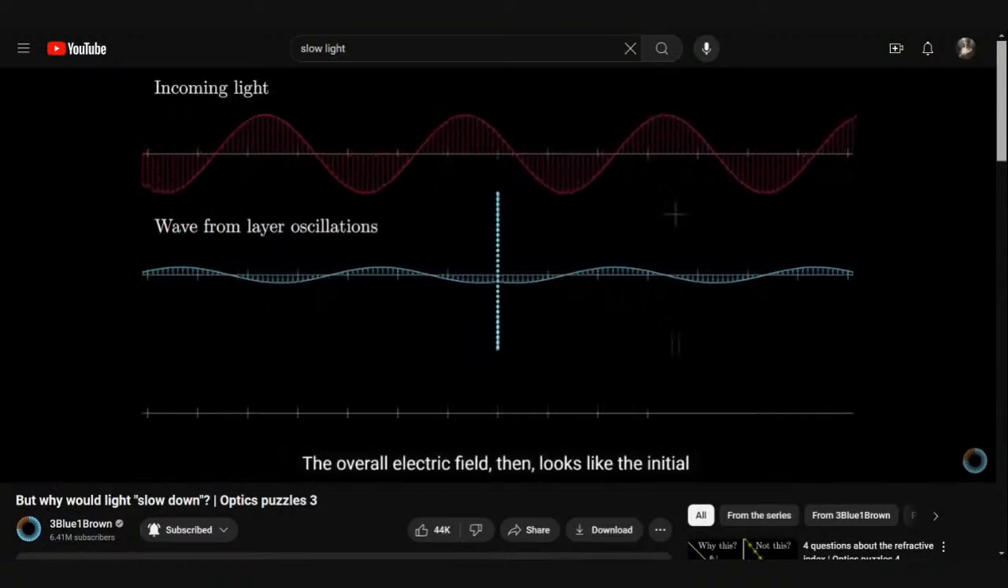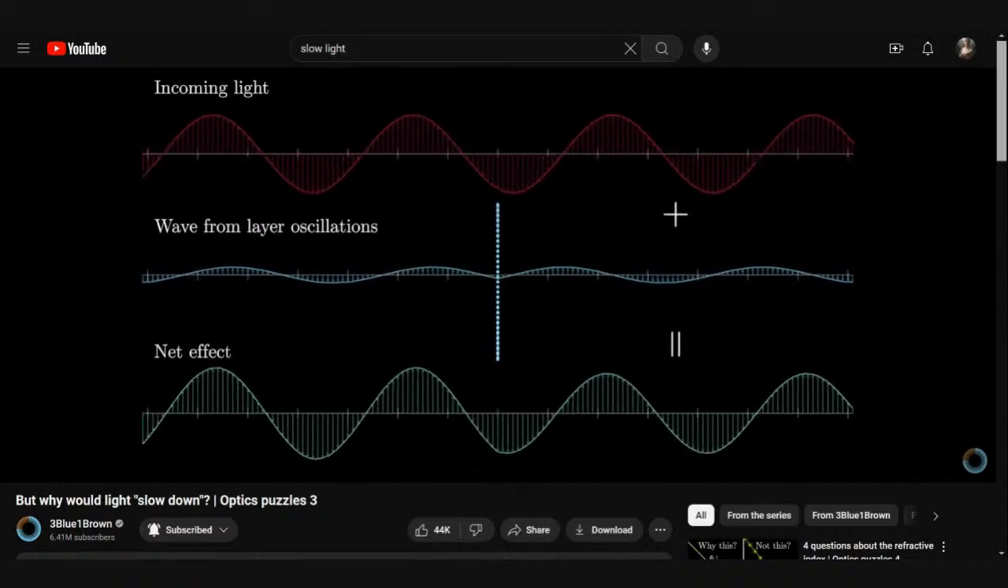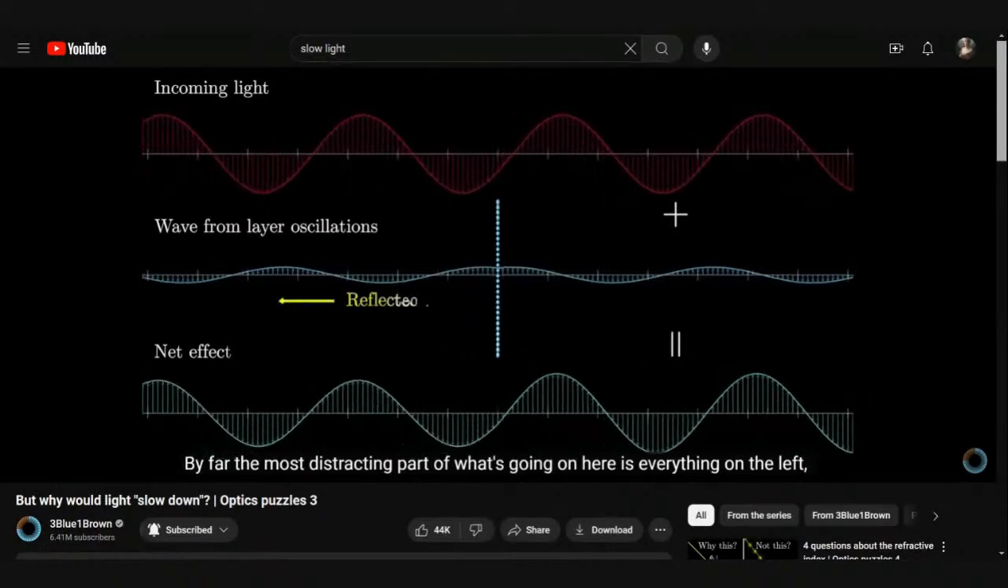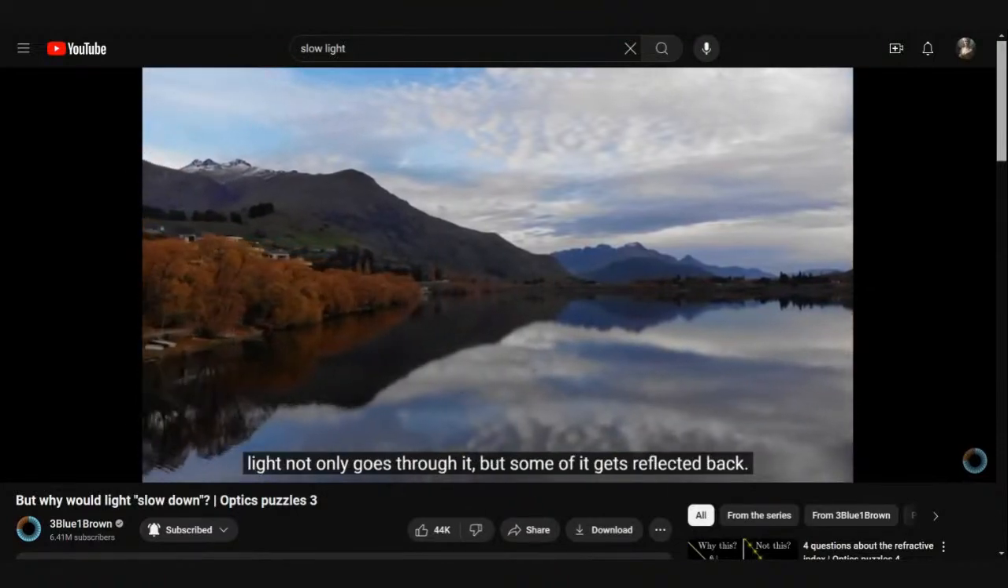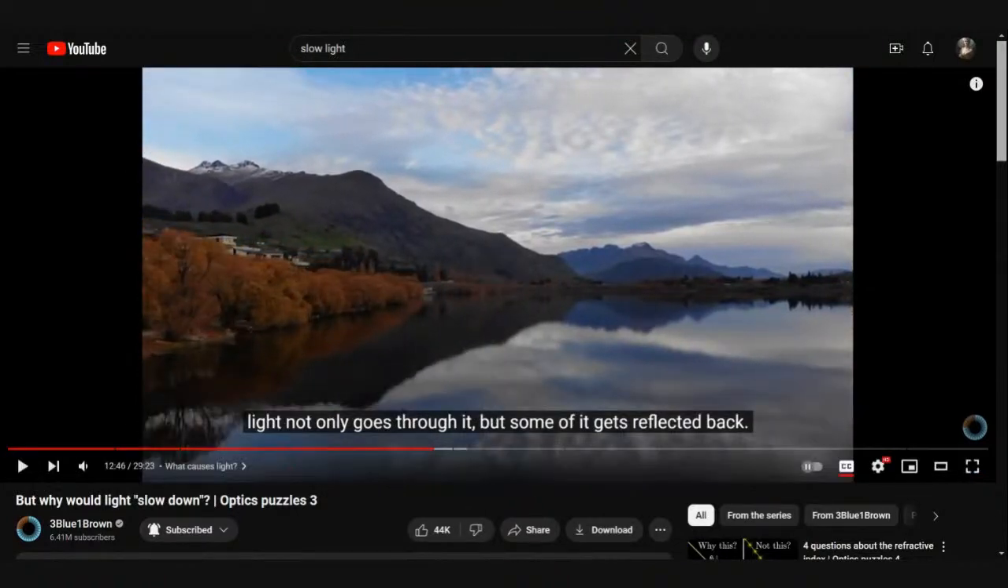The overall electric field then looks like the initial incoming light wave added together with the second order wave. By far the most distracting part of what's going on here is everything on the left, and this actually corresponds to the light being reflected back. And from experience, you all know that when you look at water or you look at glass, light not only goes through it, but some of it gets reflected back. Okay. So these electrons move up and down because of the incoming waves. But as they move up and down because of the incoming waves, they create waves themselves, going to the right and to the left, both directions.